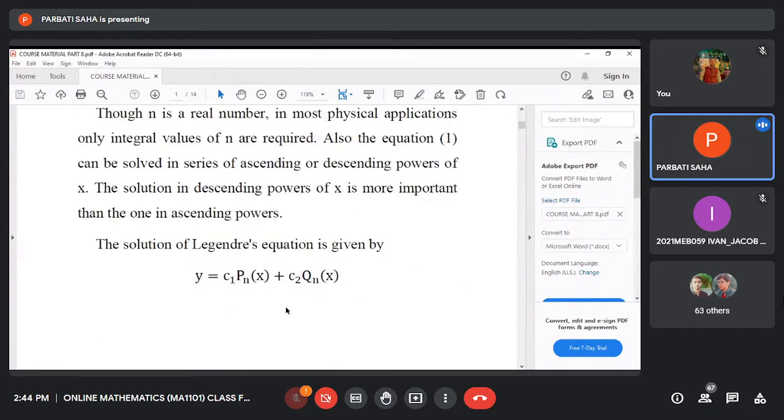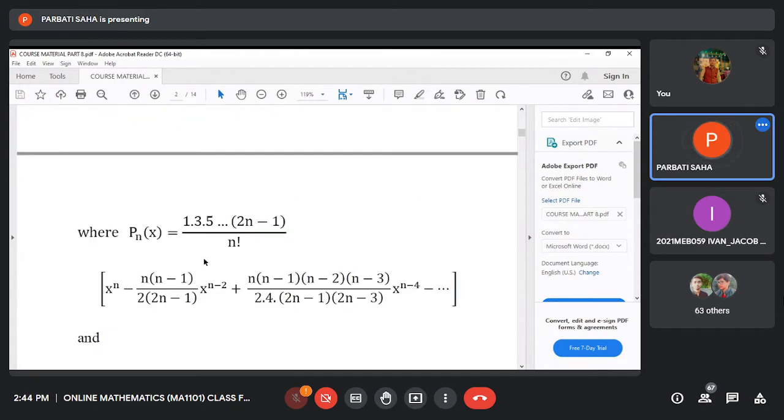Now you see the nature of the solution looks like this: y equals C1 Pn(x) plus C2 Qn(x). We use some symbols here, Pn(x), Qn(x). Pn(x) is given by this multiplied by this. This is the value of Pn(x), which is a series in descending powers of x. It is x to the power n, then x to the power n minus 2, etc. So it is a series in descending powers of x.